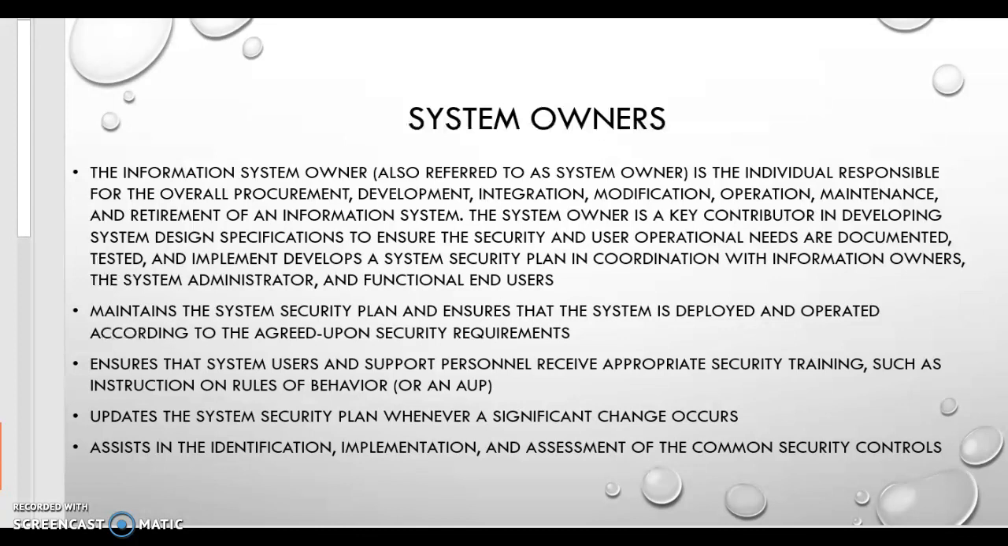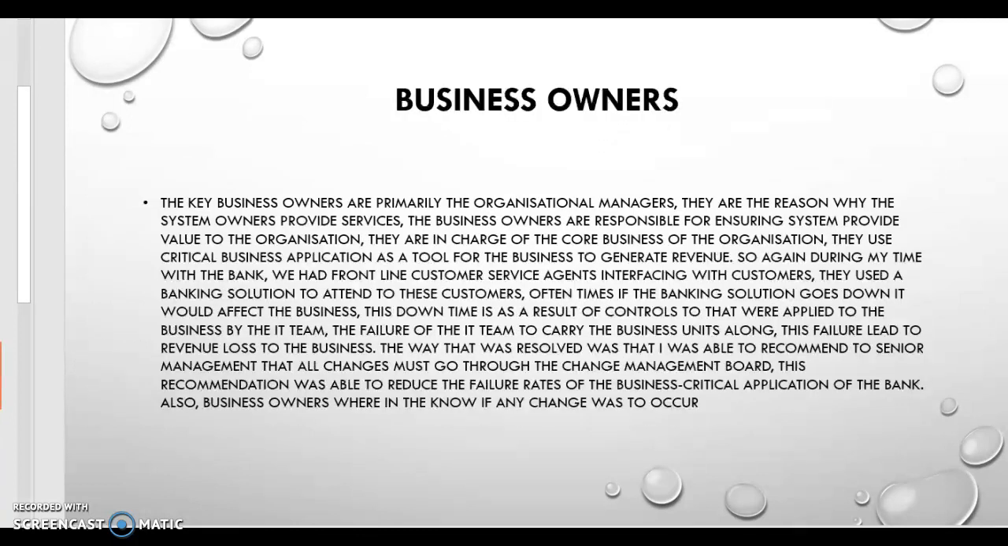Some of the functions of the system owner are: maintains the system security plan and ensures that the system is developed, deployed, and operated according to the agreed upon security requirements. Ensures that system users and support personnel receive appropriate security training, such as instruction on rules of behavior, or update the system security plan whenever a significant change occurs, and assist in the identification, implementation, and assessment of the common security controls. Next on the list, we have the business owners.